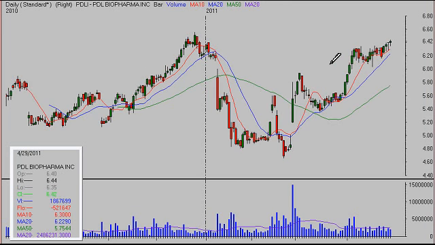Dan, my buddy Dan, wants me to take a look at PDLI, and here's another biotech stock. It looks really dangerous to me. This stock, it's really gap down, gap up, gap down, gap up. It hasn't gapped down lately. It looks like it's due for a gap down, and I'm kidding, but a lot of gaps lower in this. It looks really dangerous.